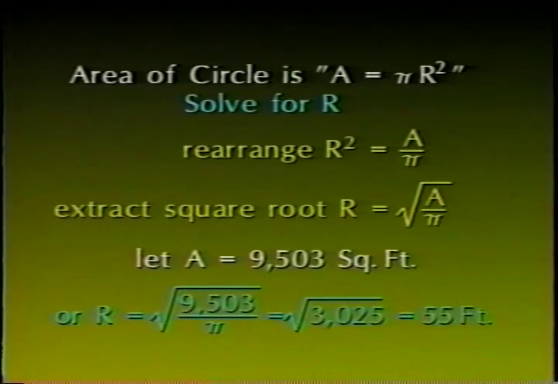For example, let's solve this equation for R, assuming we already know the value of A. Let's follow the solution on the graphic, keeping in mind to do the same thing to both sides of the equation. Area of a circle is A equals pi times radius squared. Solve for radius. Let A equal 9,503 square feet. Rearrange: R squared equals area divided by pi. Extract the square root: R equals the square root of area divided by pi.